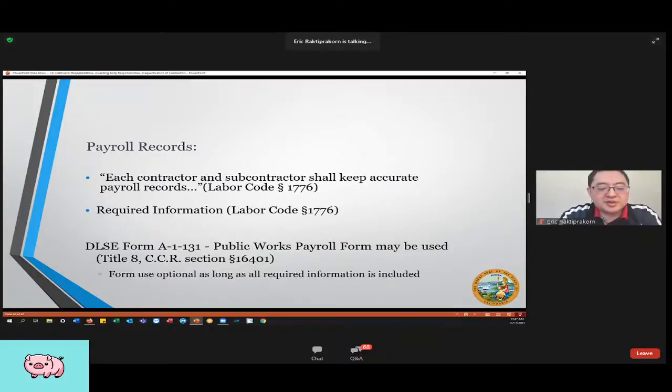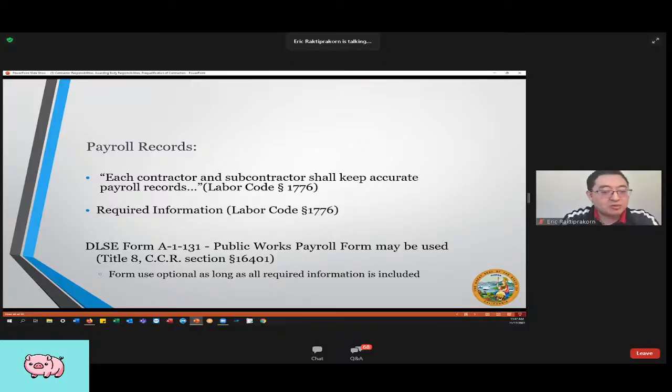So each contractor and subcontractor shall keep accurate payroll records, and the required information should be consistent with the specifications in Labor Code 1776. And for simplicity's sake, if you receive a written request from us, we expect to see the CPRs furnished on the form called A-1-131 form.